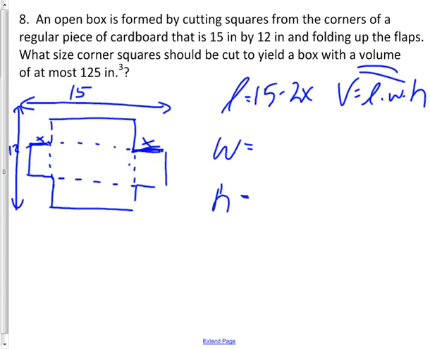My width isn't 12, it's 12 minus 2x. I also have to subtract an x this way and an x this way. Yep, it says it's a square on the corner, which means that the sides have to be the same. This x is the same as the other x. They're all x's. All right, so I got my length, I got my width, now the height. The only other dimension is the really short dimension, which is what? X.